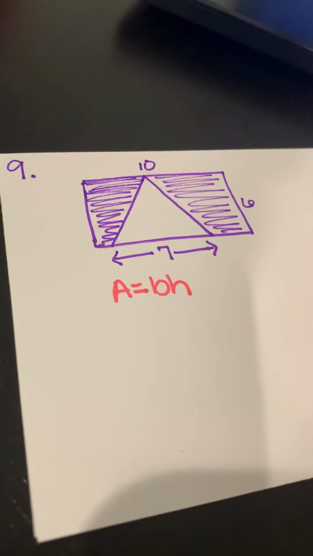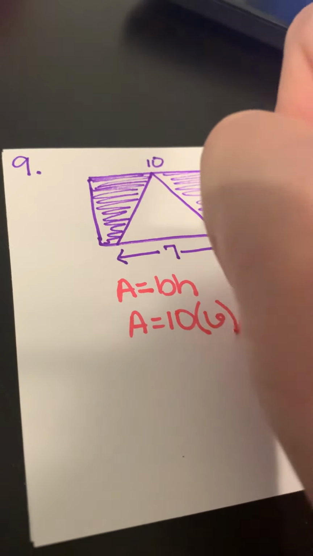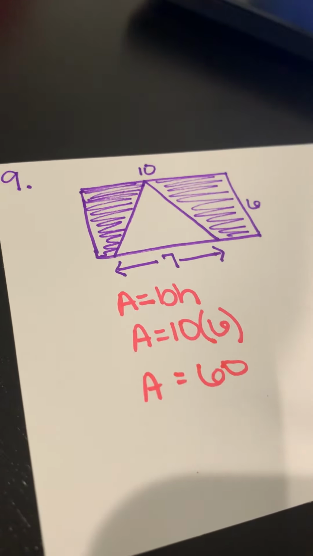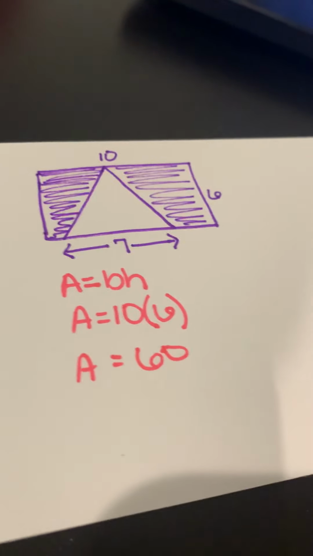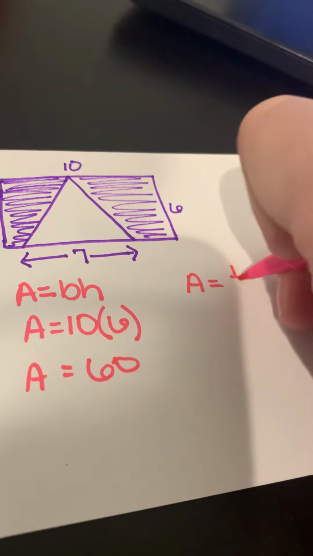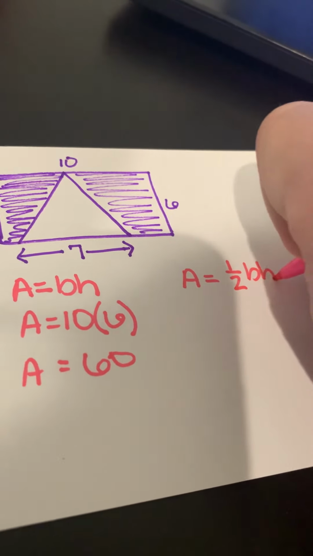So I'm going to start with the area of my rectangle. Rectangle formula is area equals base times height. We can see the base of the rectangle is 10 and the height is 6. 10 times 6 is 60. So the area of my rectangle is 60. Now I need to do the triangle. My formula is area equals 1/2 base times height.